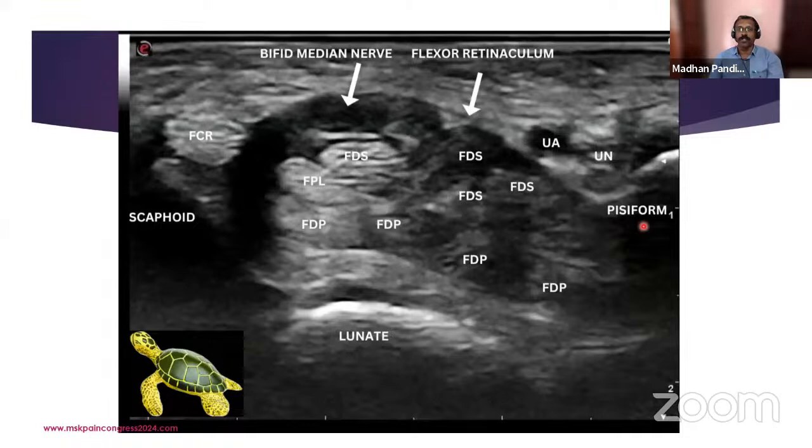Exactly, this is what you need to see, the scaphoid and the pisiform on either side, the scaphoid on the radial side and the pisiform on the medial side. Try to look for the connecting retinaculum, that's the flexor retinaculum, just beneath which you have a bifid median nerve. Here we have a bifid median nerve.